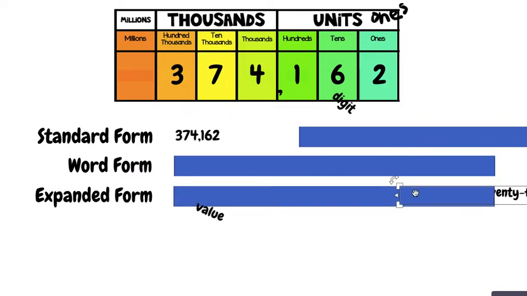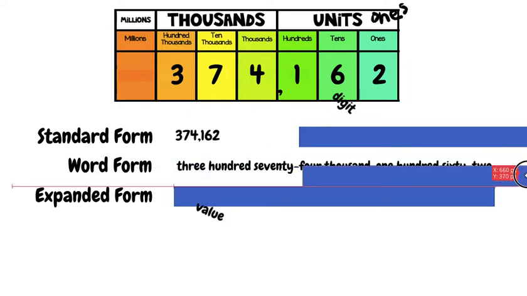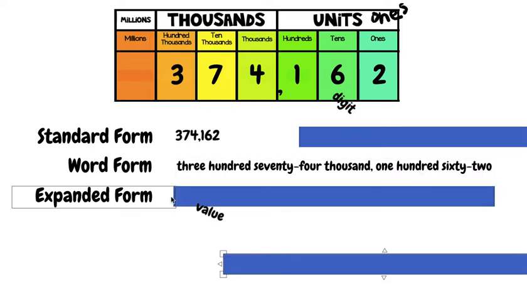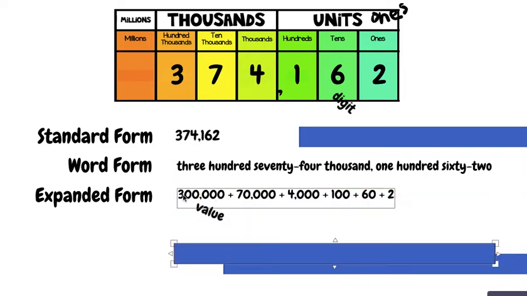Sorry, I moved the wrong thing. For the word form, all you're doing is spelling out what you say. And then I have the term value here because expanded form, if you remember from our lesson, is simply telling me what each digit's value is worth. So that 3's in the hundred thousands place, 300,000, 70,000, 4,000, 100, 60, and 2.